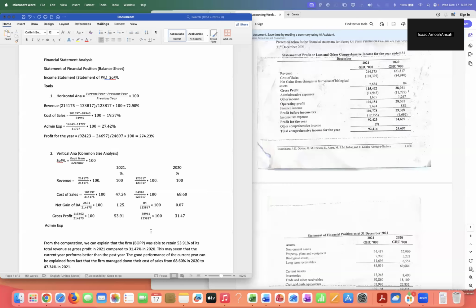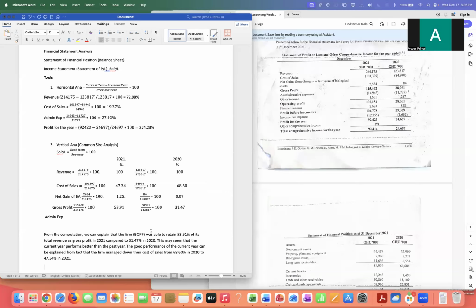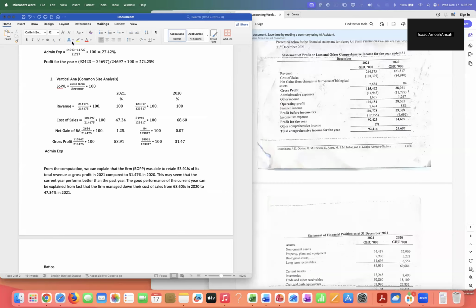Let's make a step and then consider financial position. This is for profit or loss. So we can also look at vertical analysis for the statement of financial position. If we pick up on the statement of financial position, the formula will change a bit.